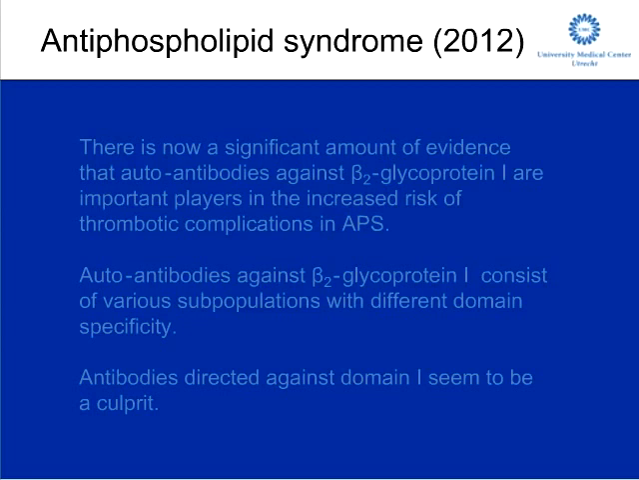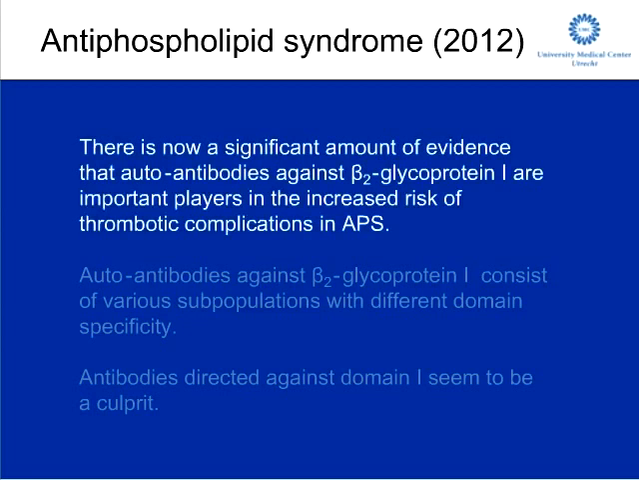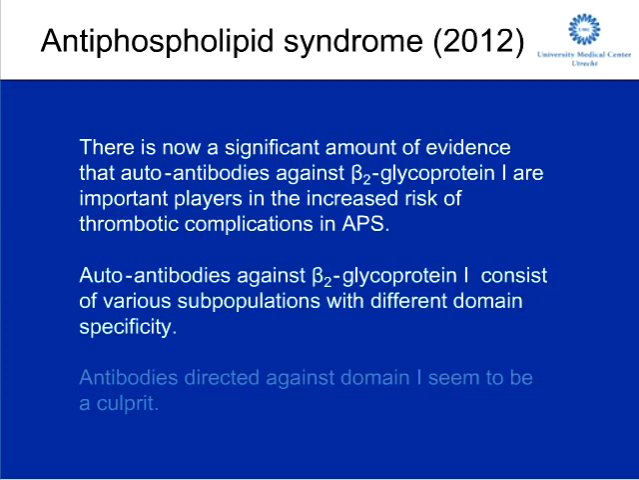So I think that after 5 years, after the publication, there is now a significant amount of evidence that autoantibodies against beta-2-glycoprotein 1 are important players in the increased risk of thrombotic complications in the antiphospholipid syndrome. We have to realize that the autoantibodies against beta-2-glycoprotein 1 consist of various subpopulations of antibodies with different domain specificity, and autoantibodies against domain 1 seem to be the important ones for the syndrome. But this helps a little bit, not everything.